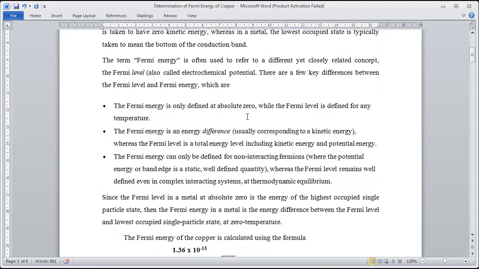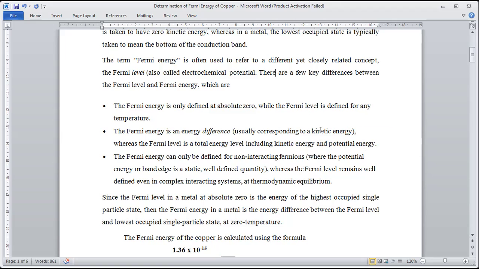When you say Fermi energy, it is always defined at absolute zero, whereas the Fermi level is defined for any temperature, because the position of the Fermi level depends upon the temperature, and as the temperature changes, the Fermi level also changes. The highest occupied level is generally called the Fermi level. And the Fermi energy is an energy difference, usually corresponding to kinetic energy, whereas the Fermi level is a total energy level including kinetic energy and potential energy.